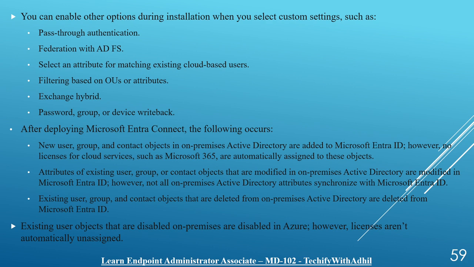Then existing user objects that are disabled on premises are disabled in Azure. However, licenses are not automatically unassigned because the licenses are not synced from the on-prem. So in the first point you already saw the license is not synced, only the users are created. So here as well, when you are disabling the user, the licenses also have to be manually unassigned. It is not automatically done.